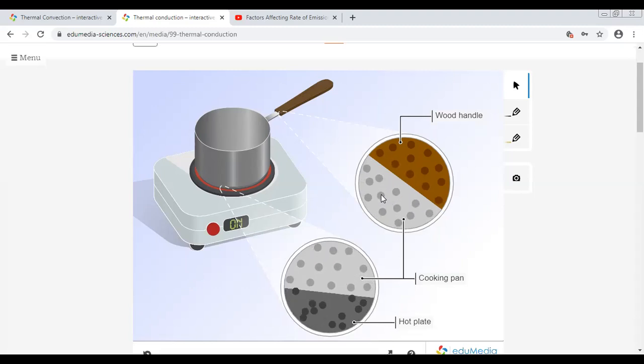Metals have free electrons to transfer thermal energy. But in the wooden part here, the vibration and the increase in kinetic energy do not transfer, as insulators or poor conductors don't have free electrons to transfer the thermal energy or the increase in kinetic energy.